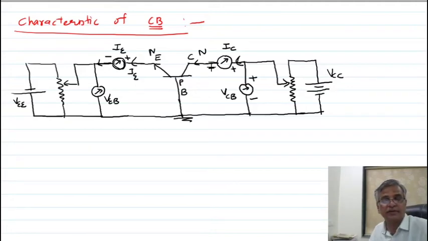Do not cram, try to understand. Now this is a negative sign, so I am keeping the negative sign here. This is the positive sign of the voltmeter. Look here, current flows in this direction. Collector current will flow in that direction, from higher potential to lower potential.